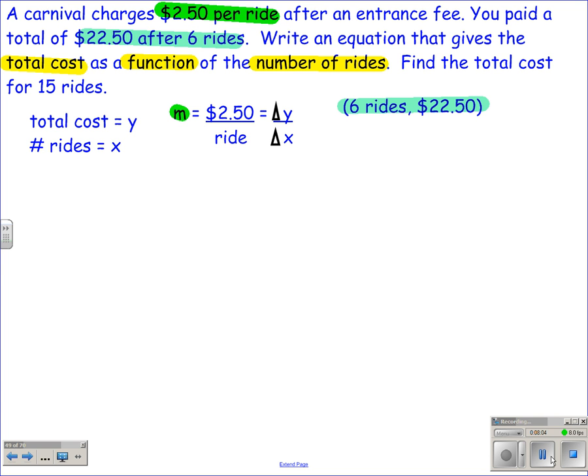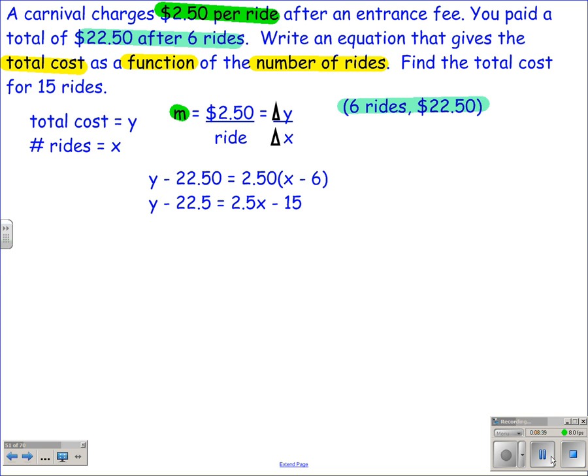They also give us a point that we can use. That point is $22.50 after 6 rides. That's the point 6, comma, 22.5. So we have slope, we have an xy pair. Let's write the line in point slope form. We will have y minus 22.5 equals 2.5 times the quantity, x minus 6. Use your distributive property on the right-hand side, and we'll have y minus 22.5 equals 2.5x minus 15.